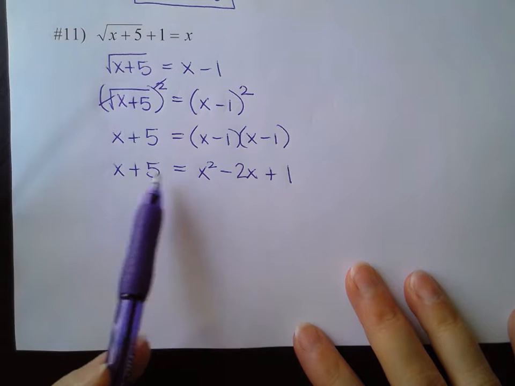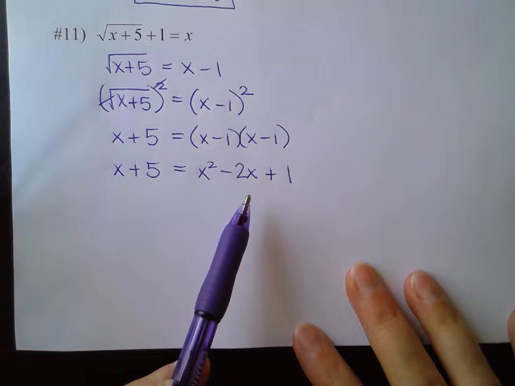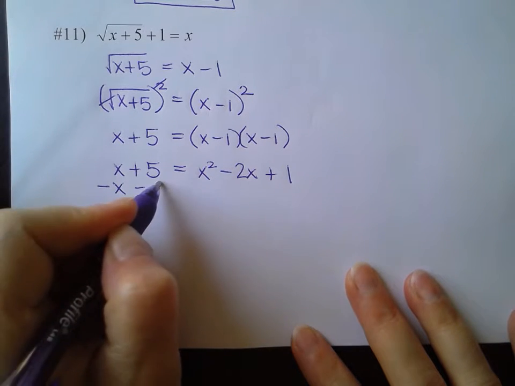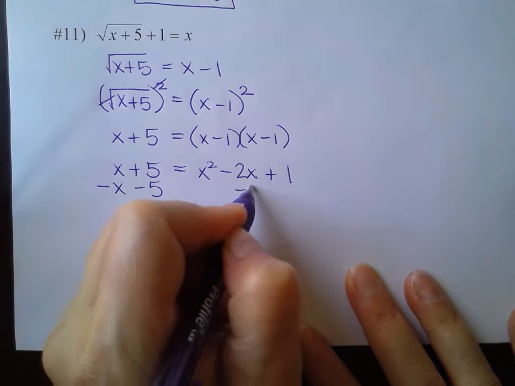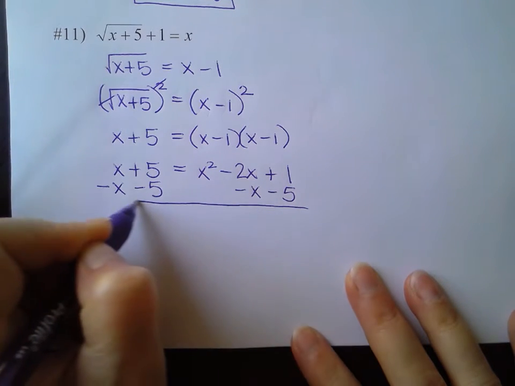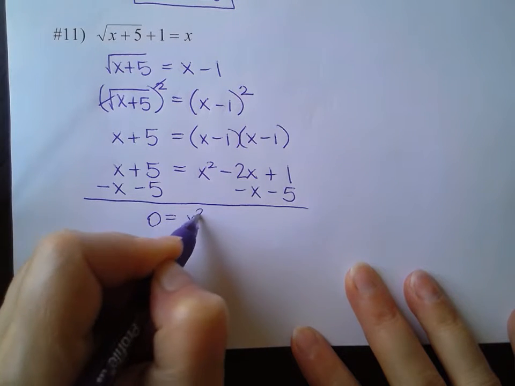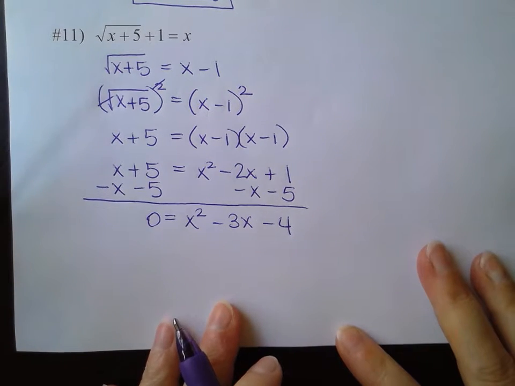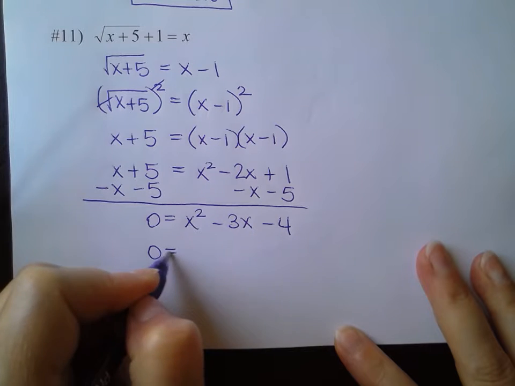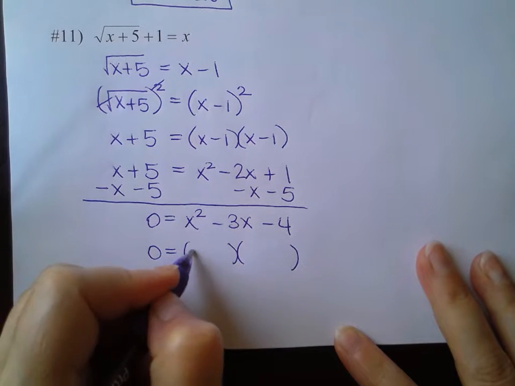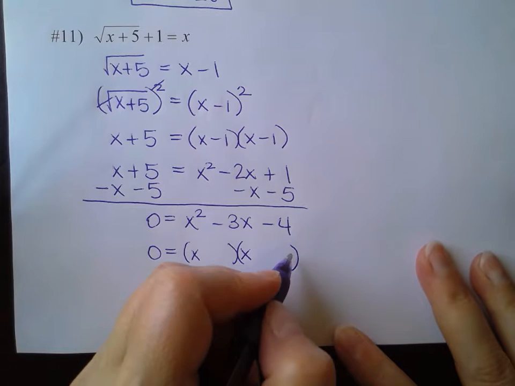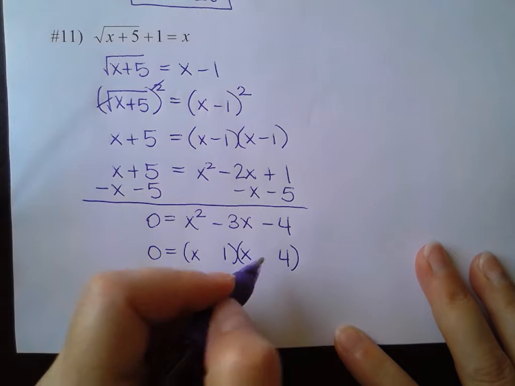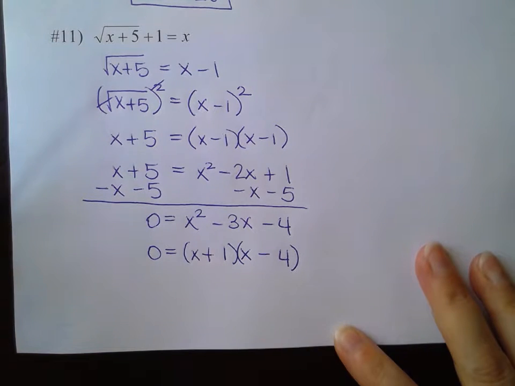Before I can do those steps, though, I need to get everything to one side. So that's what I would like to do next. I want to subtract x, and I'm going to do both of these at once. Subtract 5. And lucky for me, this looks factorable. That always makes the problem a little bit simpler. I need 2 numbers that multiply to be 4 and add to be negative 3. Looks like minus 4 and plus 1.